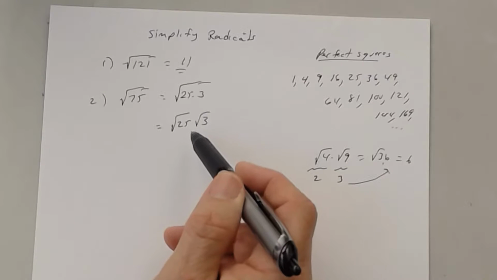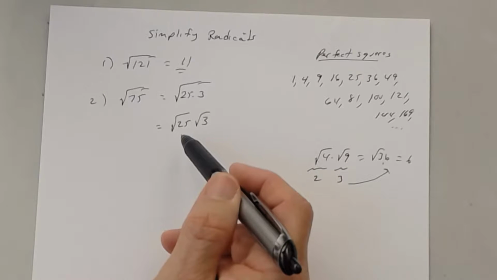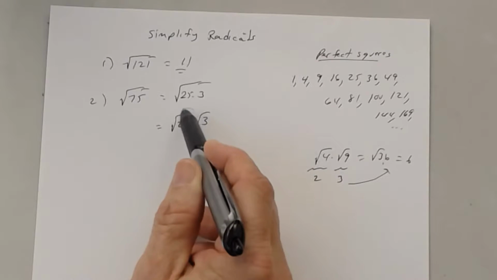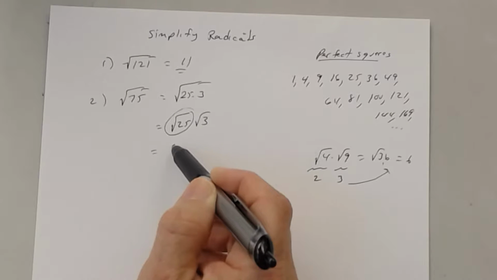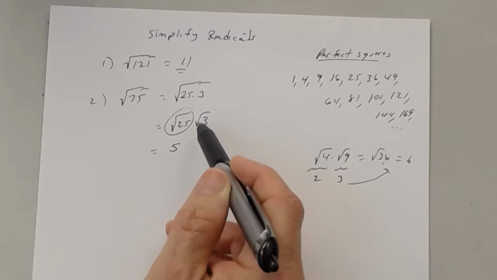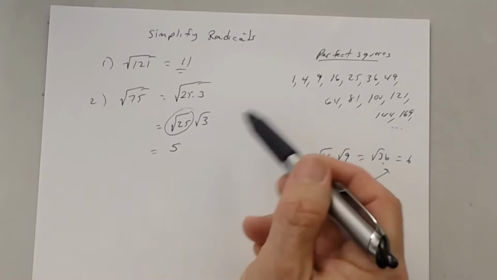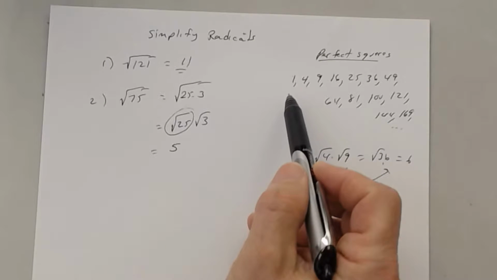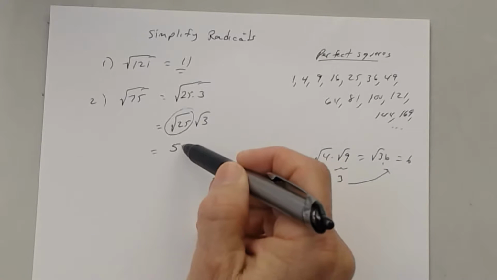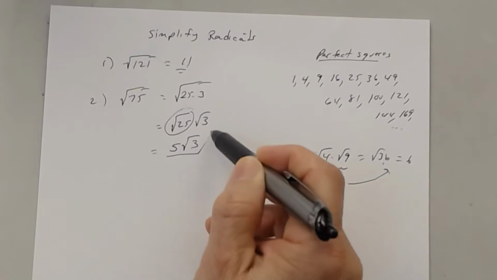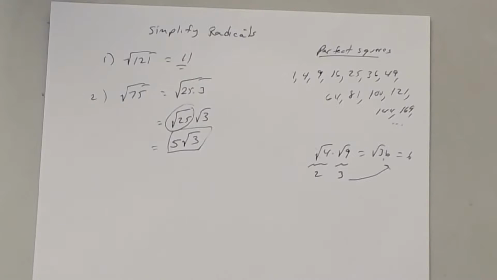Is there any of these I can simplify? Which one? The square root of 25, because the square root of 25 is exactly what? 5. Can I simplify the square root of 3 further? No, because the only perfect square that goes into 3 is which one? 1. So your answer is 5 times the square root of 3. There's your answer. So I did simplify the square root of 75. I simplify the square root of 75 as 5 times the square root of 3.